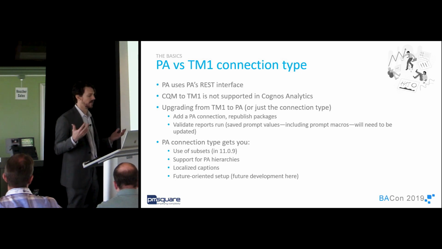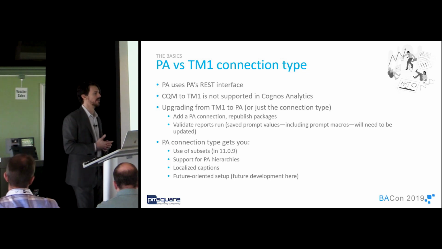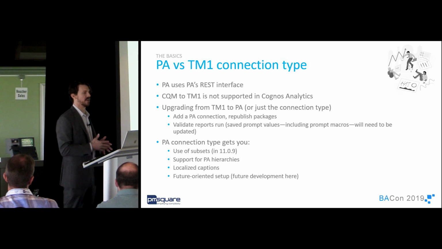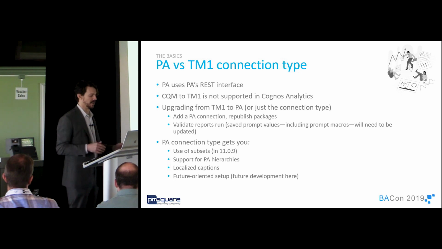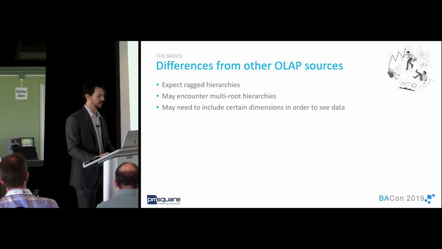And you really just kind of future orient your setup, because all of IBM's new development in terms of connecting from Cognos Analytics to Planning Analytics is assuming that you're going to be using this PA connection type. So if you're using the TM1 type, just don't expect that there's anything new really going to be happening there. You're not going to get the access to subsets or anything through that connection type. Or if you did, that would be very surprising to me.